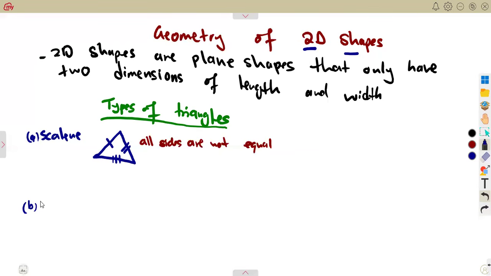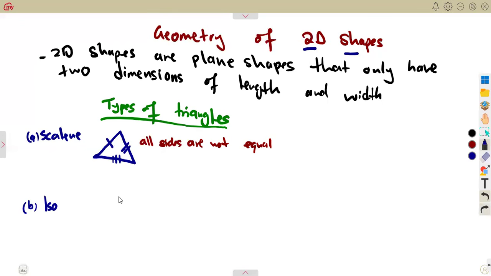For B, we also have what we refer to as an isosceles triangle. That's another special type of triangle because it has some special properties. With the scalene, guys, the sides are not the same, so there's nothing that they will ask you about, maybe just to identify it.